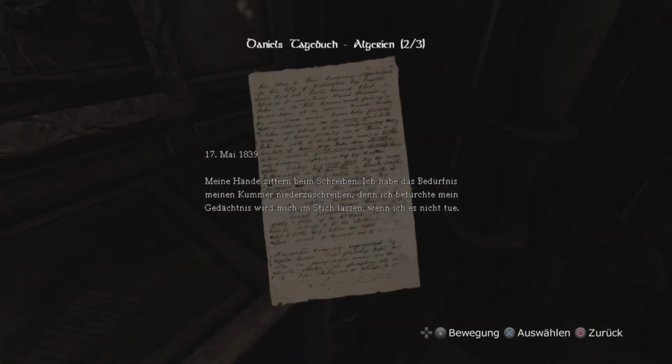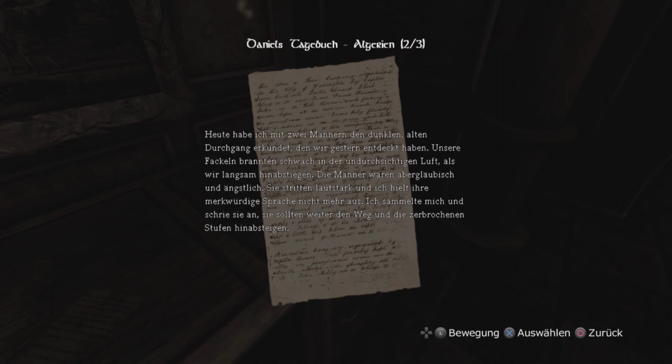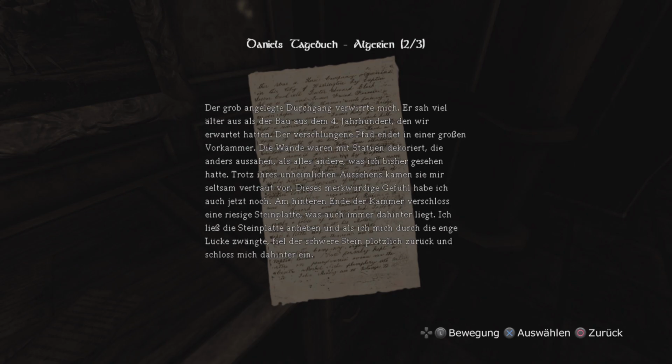17th of May, 1839. My hands tremble as I write. I feel a need to document my tribulation, for I fear that my memory will fail me if I linger. Today, I took some men and ventured into the dark, ancient passage we uncovered. Our torches burned faintly in the murky air as we slowly made our way underground. The men were superstitious and fearful. They argued loudly, and I felt their strange language getting to me. I mustered my strength and yelled at them to continue down the slopes and broken steps. The crudely carved passage confused me.